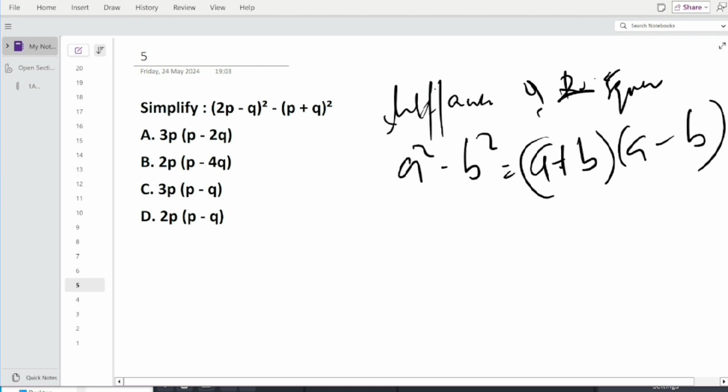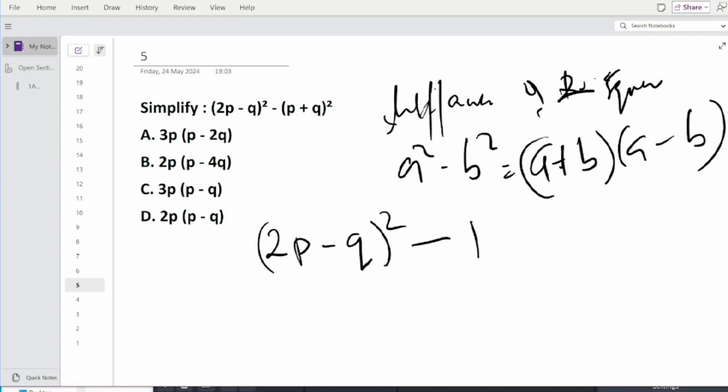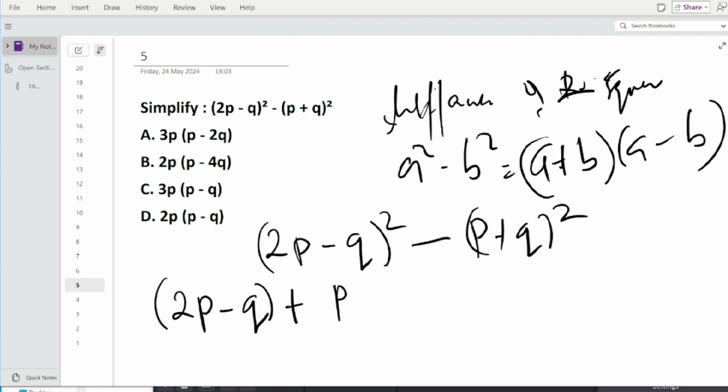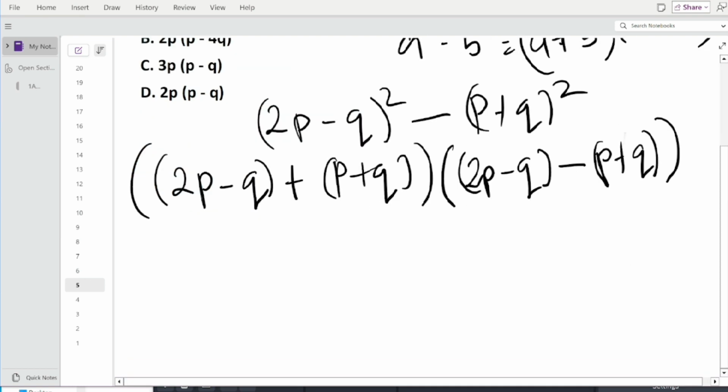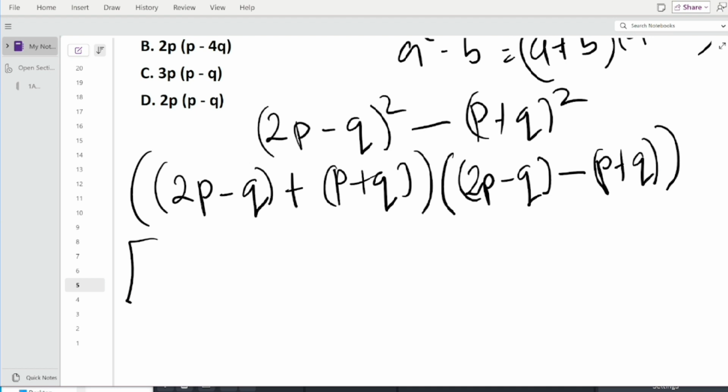So we have (2p minus q) all squared minus (p plus q) all squared. The first one takes the addition, then the second one takes the subtraction. So we have (2p minus q plus p plus q) in a big bracket. Then in the second bracket we have (2p minus q) in a smaller bracket, minus (p plus q) in a bracket, a bigger bracket.